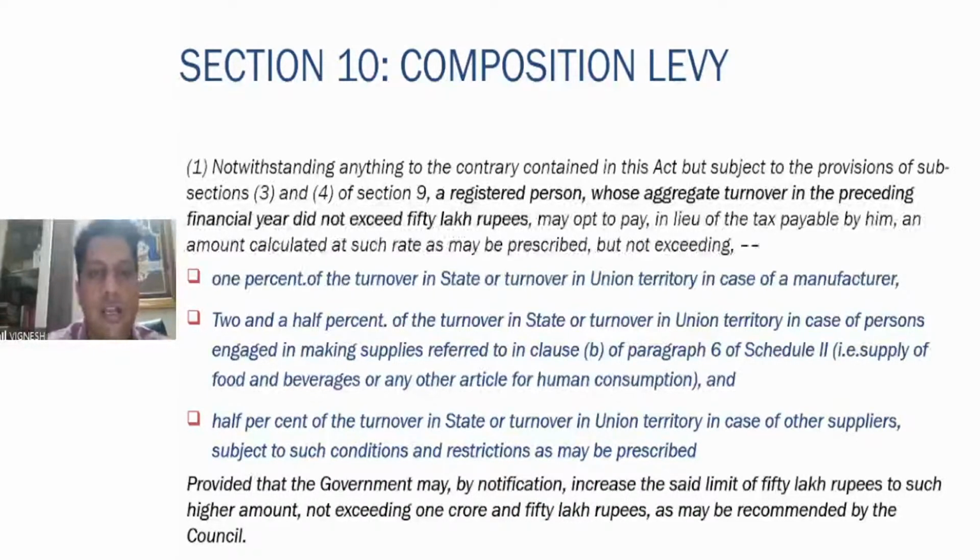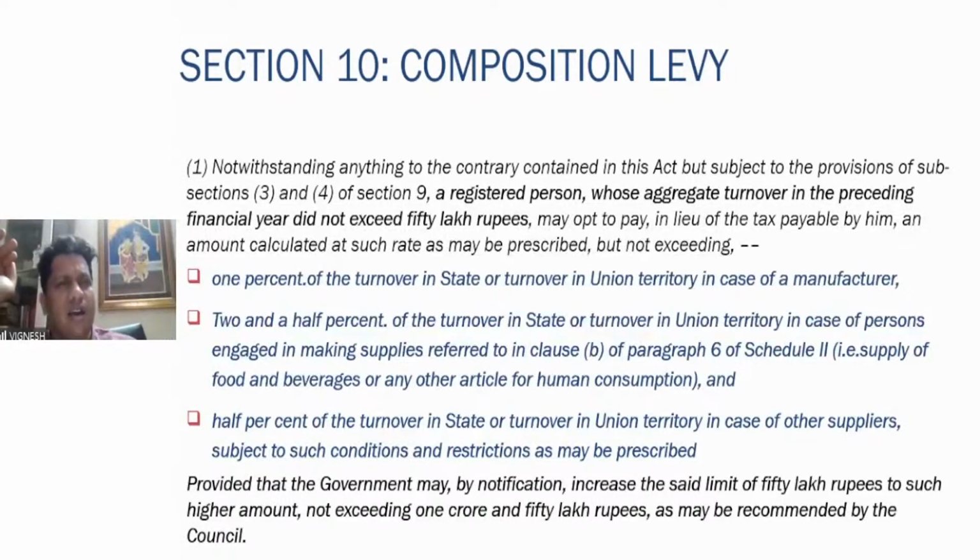Fine. So what does it say here? Any registered person whose aggregate turnover in the preceding financial year did not exceed 50 lakhs may opt to pay, in lieu of the tax payable by him, that is, instead of the tax payable by him, an amount calculated at such rate as may be prescribed.